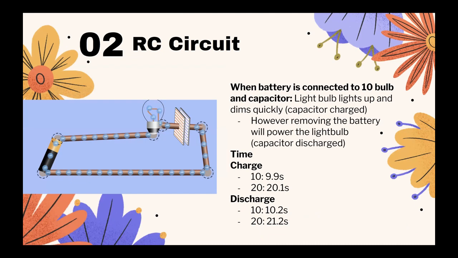The second task was the RC circuit, and I had to collect data for my graph. When the battery is connected to the light bulb and the capacitor, the light bulb lit up and slowly began to dim. However, after removing the battery, the capacitor powered the light bulb when I added a voltmeter. Then I found the time it took for the capacitor to charge: for the 10 it was 9.9, for the 20 it was 20.1. Then I did it for discharging, and I got 10.2 and 21.2.